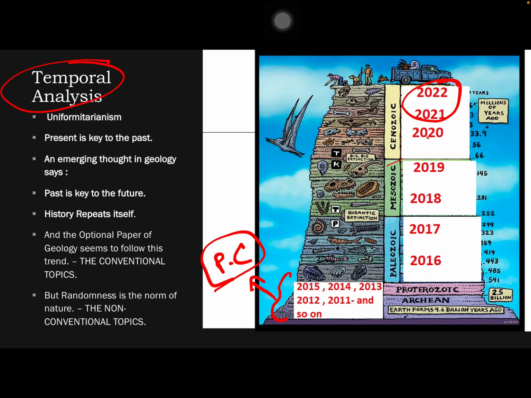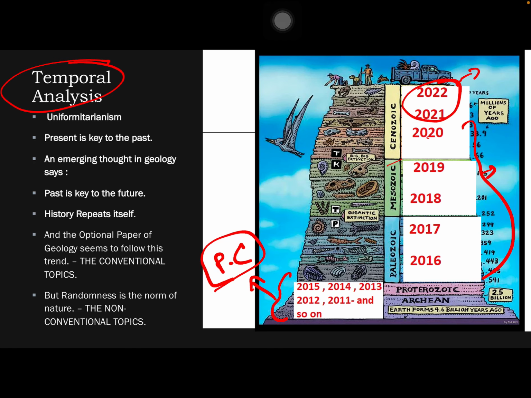The Precambrian of geology includes all those papers which have taken place before 2015. And this portion is the recent, which is of utmost importance. That is from 2016 onwards till 2020. These 5 years are going to help us determine the trend of what is going to occur in 2021 and 2022, which is our goal for scoring and getting through the civil services examination.